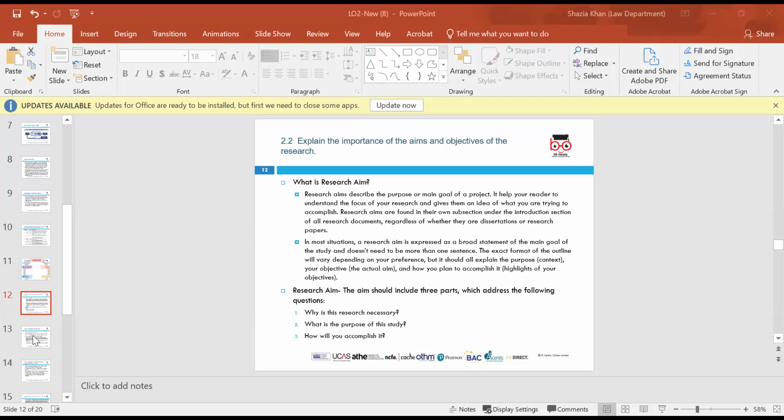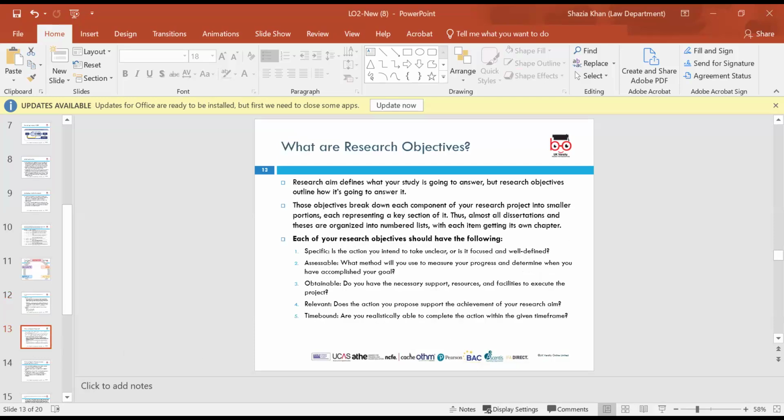Is everyone okay with the aim? Yes. What are your research objectives? When you look at what your objectives are, what is meant by your research objective?